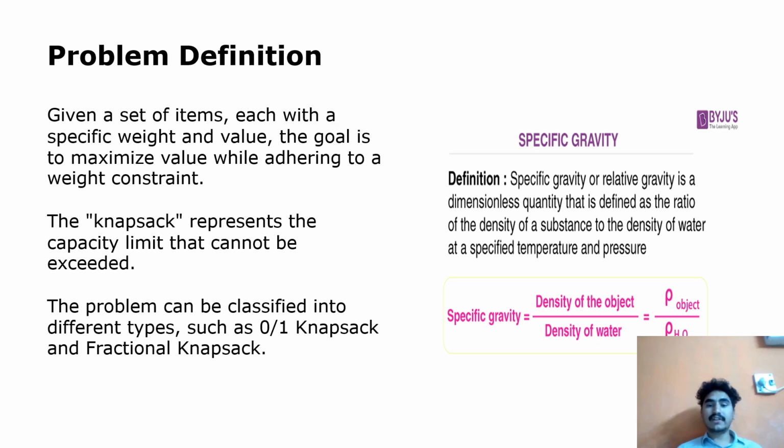We move to the definition of specific gravity. Specific gravity or relative density is a dimensionless quantity that is defined as the ratio of the density of a substance to the density of water at a specified temperature and pressure. The specific gravity formula is density of object divided by density of water.